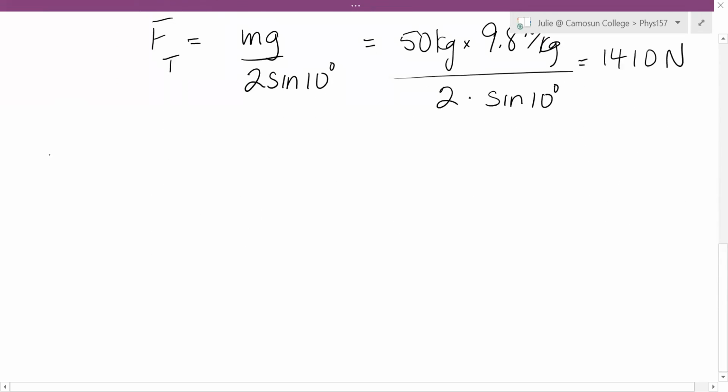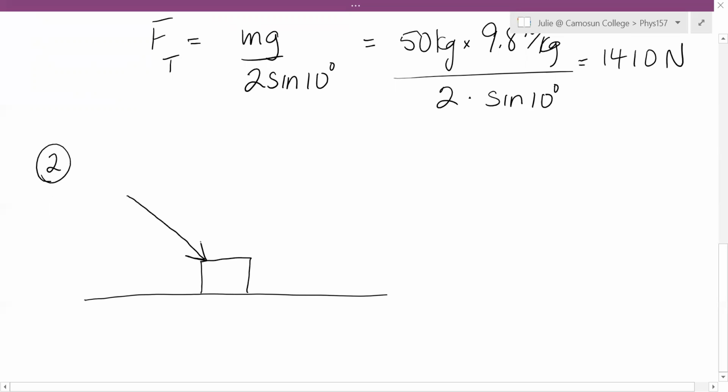Okay, number 2 is the classic lawnmower problem. And so the way this lawnmower is being pushed is along the handle, and the handle is like this. So this is the force applied by the person pushing the lawnmower. And it says that this force applied is 88 newtons.